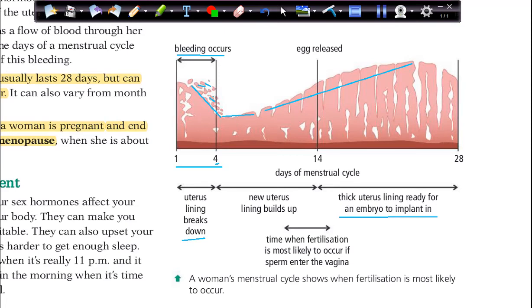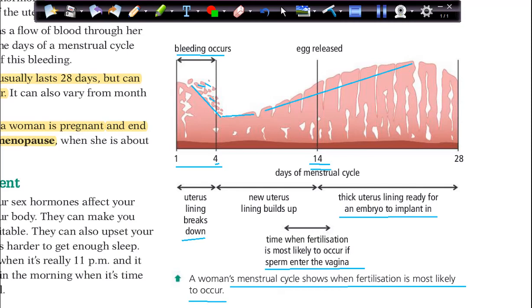So on day 14, this is the ovulation day. This is the day where the ovaries release matured eggs. So this is the time of fertilization. This is a very suitable time for fertilization, the time when fertilization is most likely to occur if sperm enter the vagina. So the menstrual cycle here shows when fertilization is most likely to occur. When? On day 14. Okay?